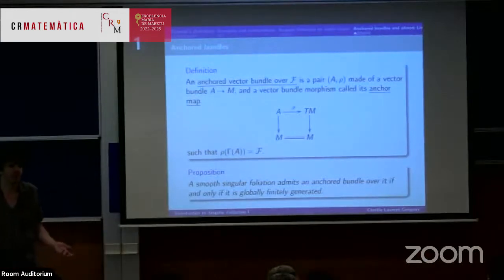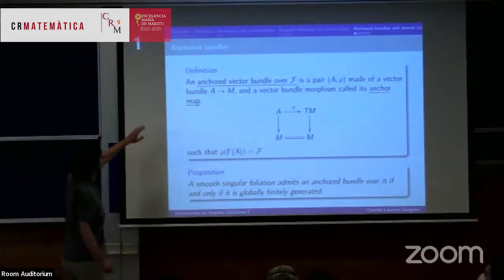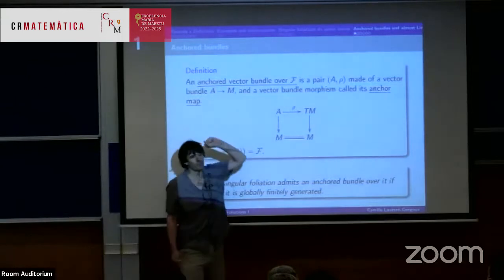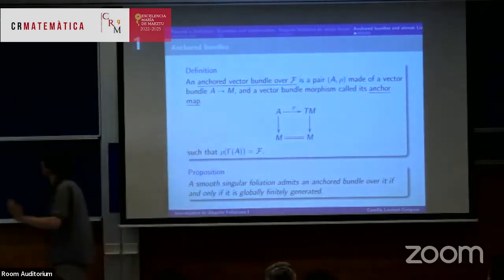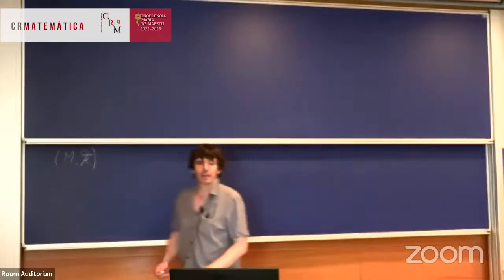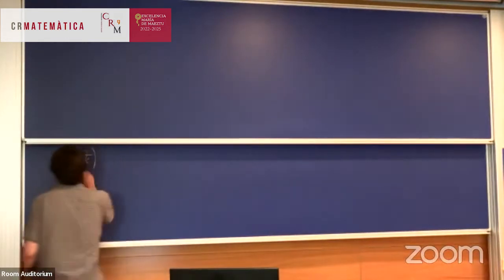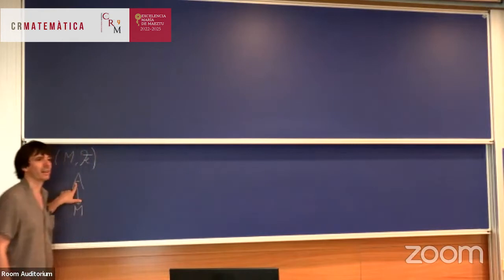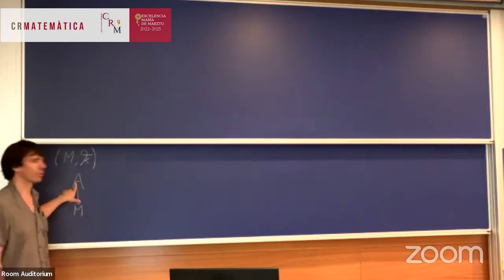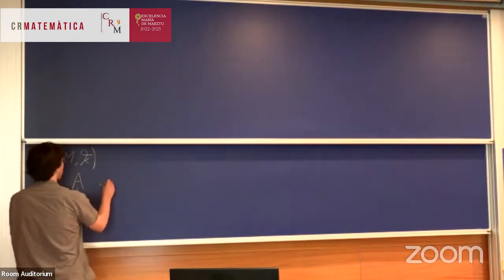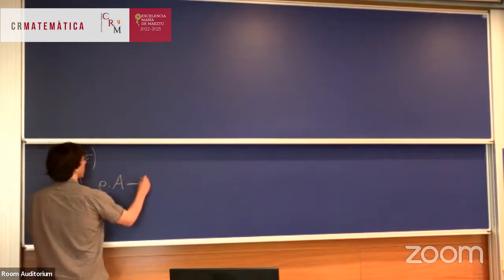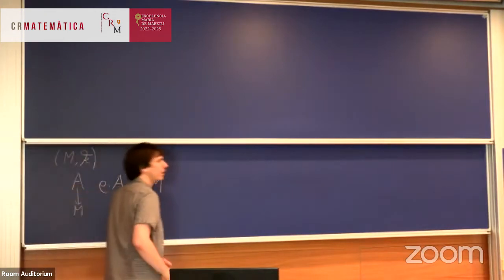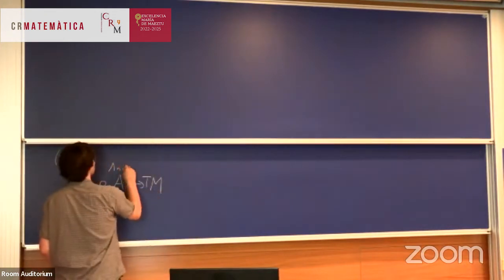So, definition: an anchored bundle. When I say the word anchored bundle, I just mean I have a vector bundle. For me, a vector bundle has finite rank. I don't want infinite dimensional ones. And a map called anchor, rho, from A to TM. That's just an anchored bundle.